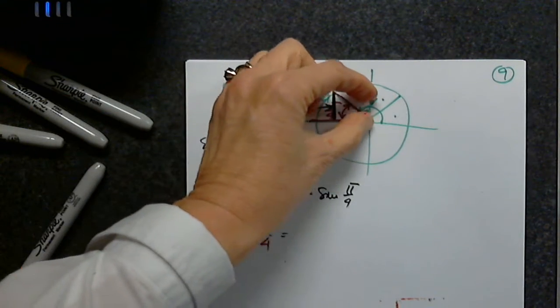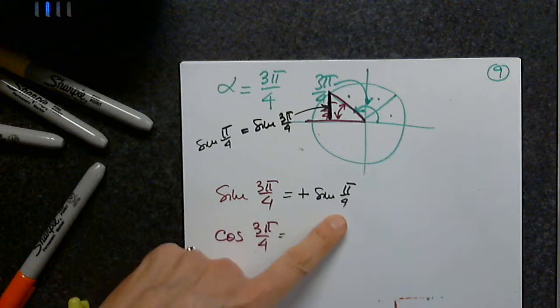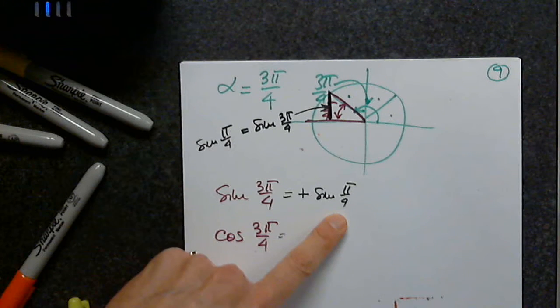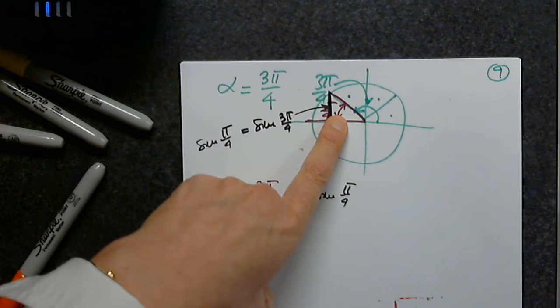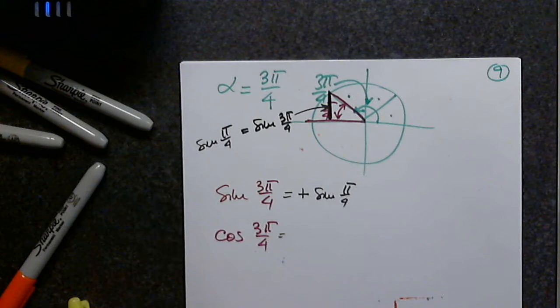This height is positive, that one negative. So then sine 3π/4 must equal sine π/4, because that's the reference angle, π/4. I cannot put 3π/4 in a prime. So the sine of the angle equals the positive or negative, depending on the quadrant, of the sine or cosine, whatever I'm determining, of the reference angle. The reference angle is the key.